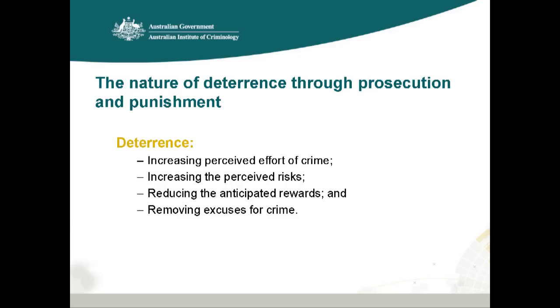In addition, one type of crime can produce opportunities for another. So, for example, fraudulent crimes may lead to money laundering offences. And this is one reason why it's important that potential perpetrators are deterred from offending in the first place, known as general deterrence, or from re-offending in the future, or specific deterrence. Deterrence from crime can be achieved by increasing the perceived effort of crime, increasing the perceived risks, reducing the anticipated rewards, and removing excuses for crime.